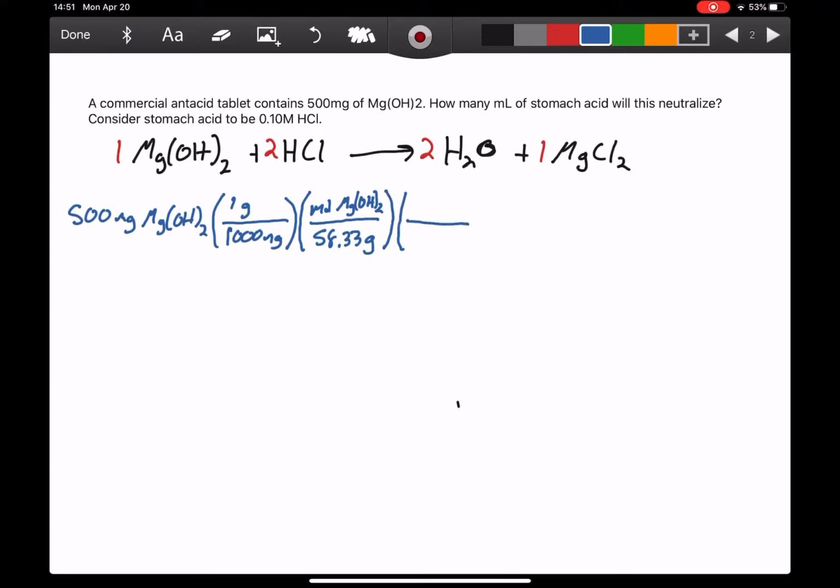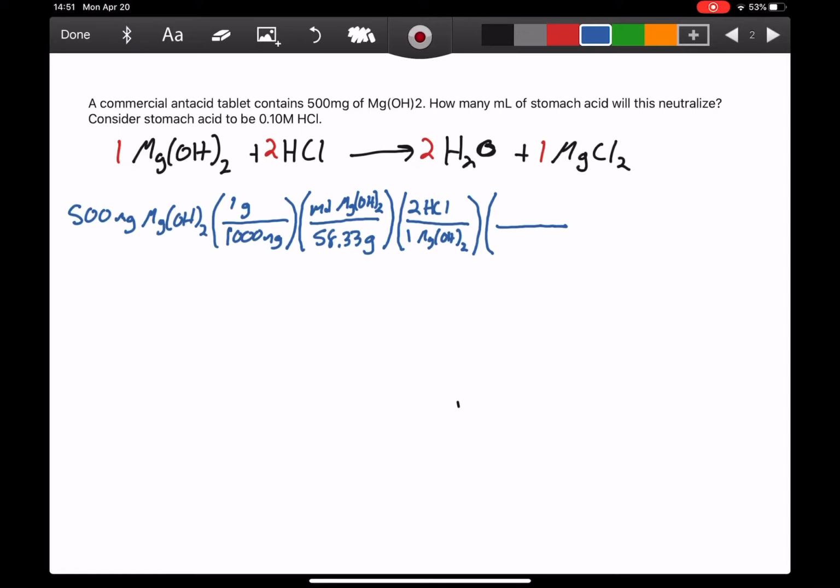Now we need to go from moles of magnesium hydroxide to moles of acid. We get this from our balanced chemical equation. We see that's a 1-to-2 ratio. So for every one magnesium hydroxide, we're going to consume 2 moles of hydrochloric acid.